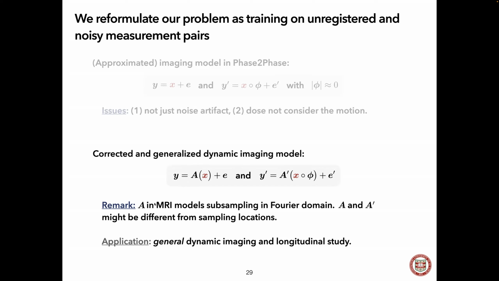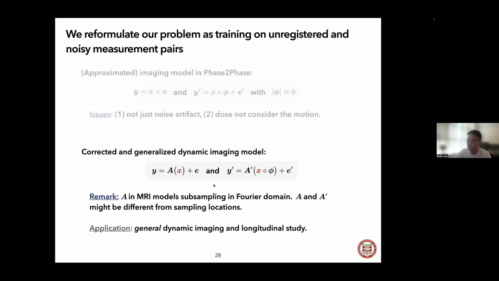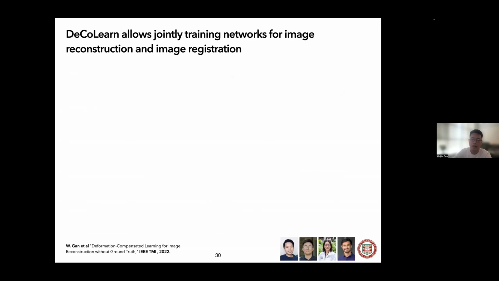To be specific, A in MRI is basically modeled as the subsampling in the Fourier domain. And there's a difference between A and A prime. They will most likely be different in the sampling location. The application of this new model, of course, covers general dynamic imaging, and it may also cover longitudinal studies. And that's our idea of DecoRNet. So DecoRNet just tries to train a neural network on this new imaging model.